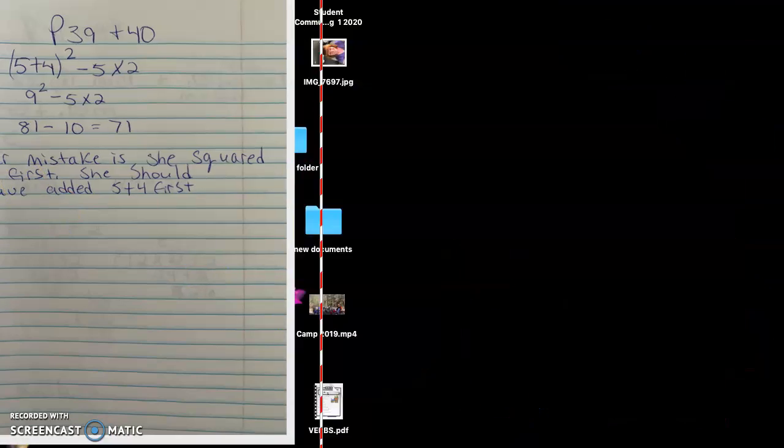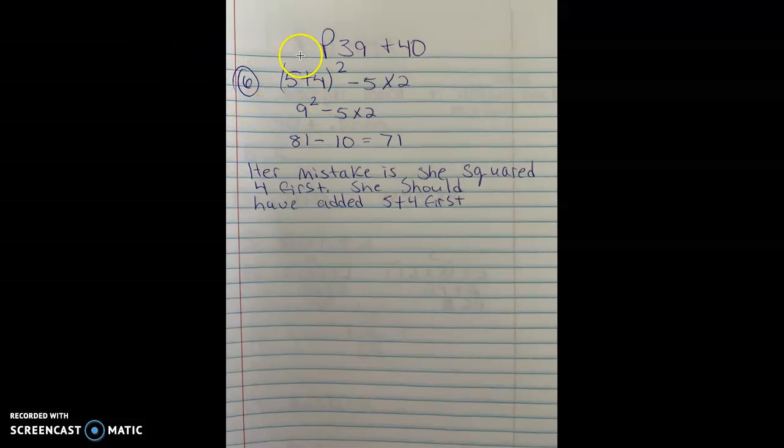Okay, question number 6. Again, you got to do what's in parentheses first. You have to add before you square it. So she should have done 5 plus 4 is 9. 9 squared is 81. Minus 5 times 2, so minus 10 is 71. Because remember, you got to multiply this first before you subtract. So you take 9, you square it, you get 81. Then you have to multiply 5 times 2 and get 10 before you subtract last and get 71.